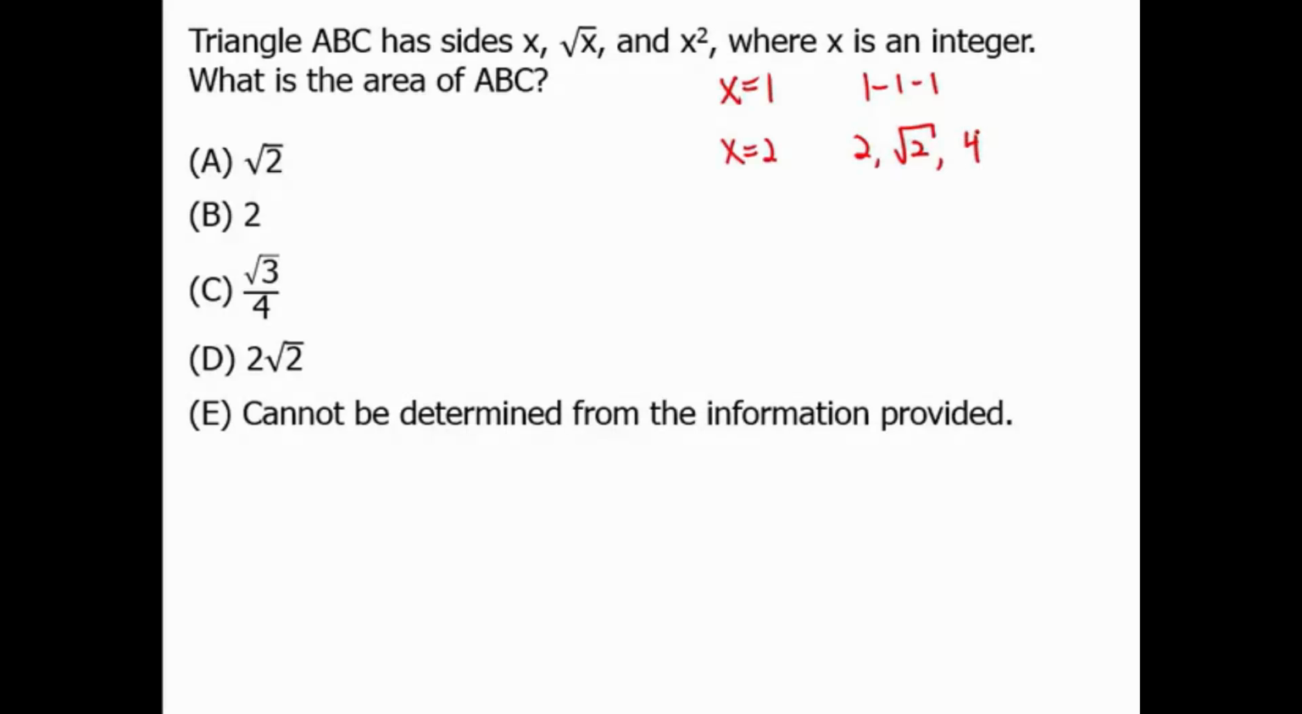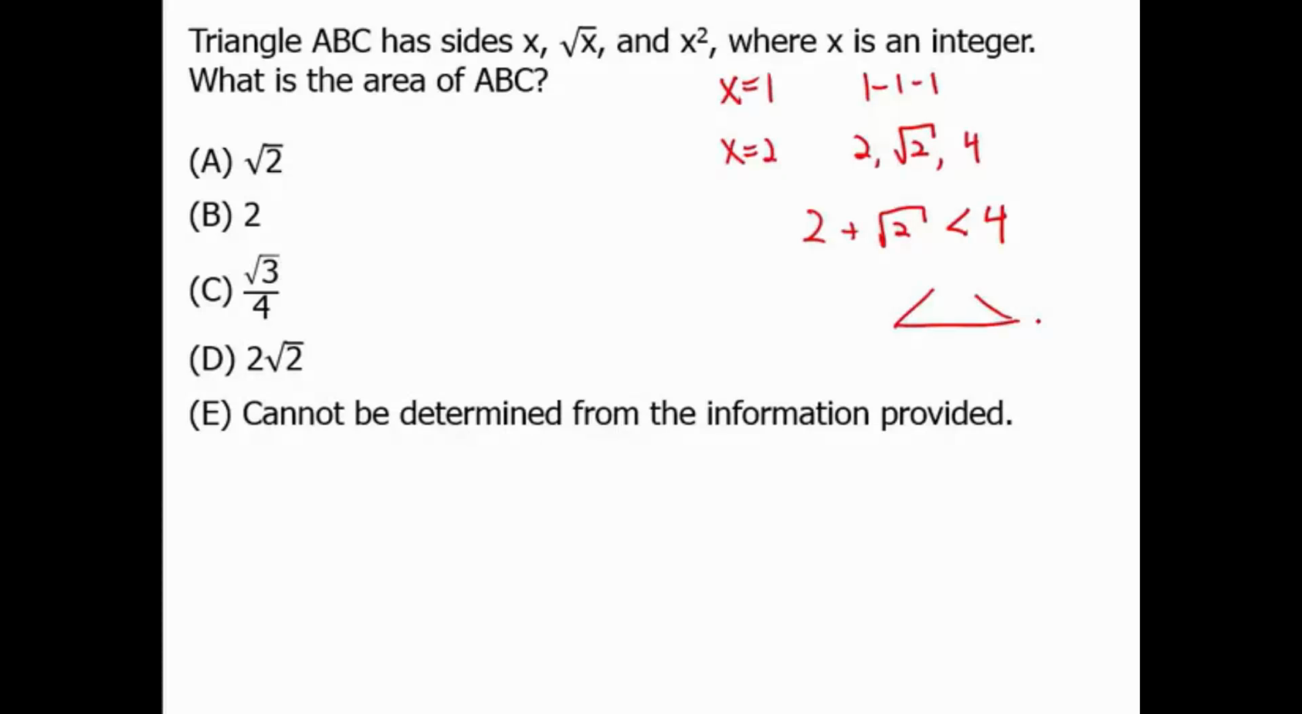And we run into a problem here because, of course, 2 plus the square root of 2 is less than 4. And this violates a rule in geometry called the triangle inequality. The triangle inequality says that the sum of two sides always has to be longer than the third side. Here, if we had a side of 4, the poor side of 2 and root 2, they would never reach. And so you wouldn't be able to close the triangle.